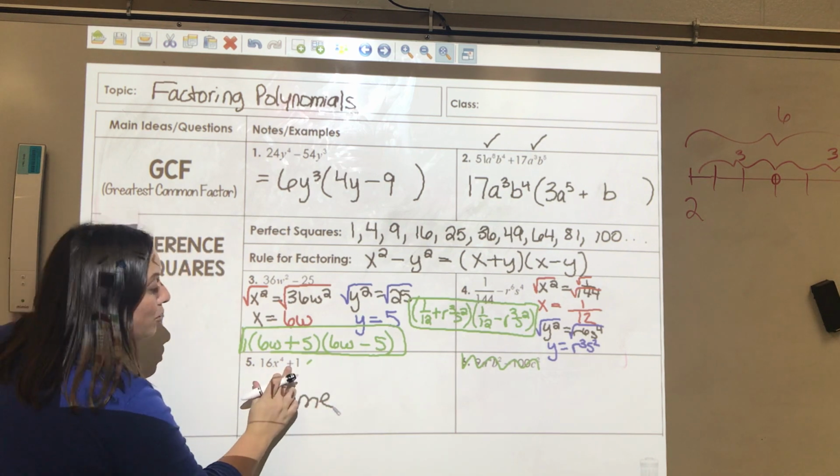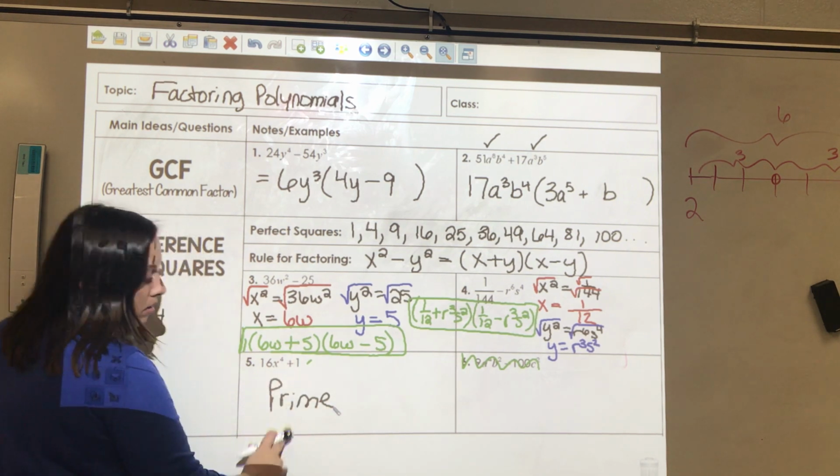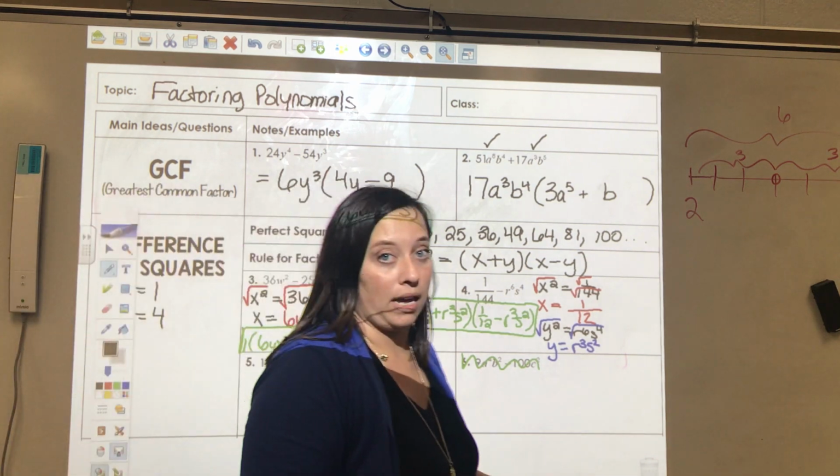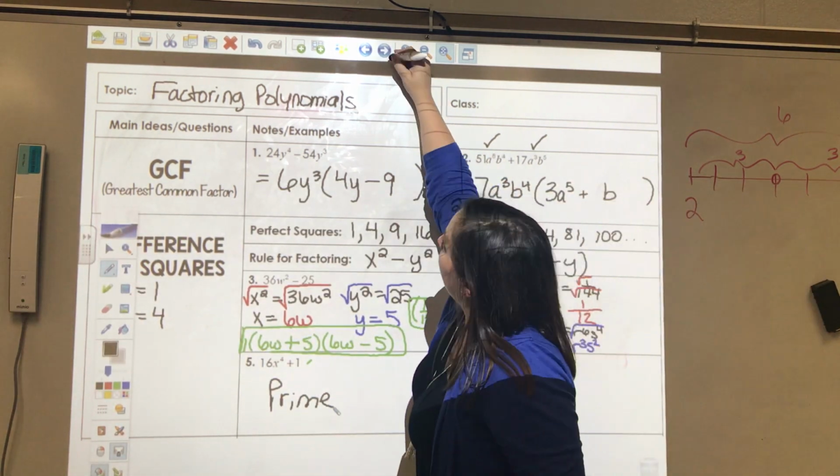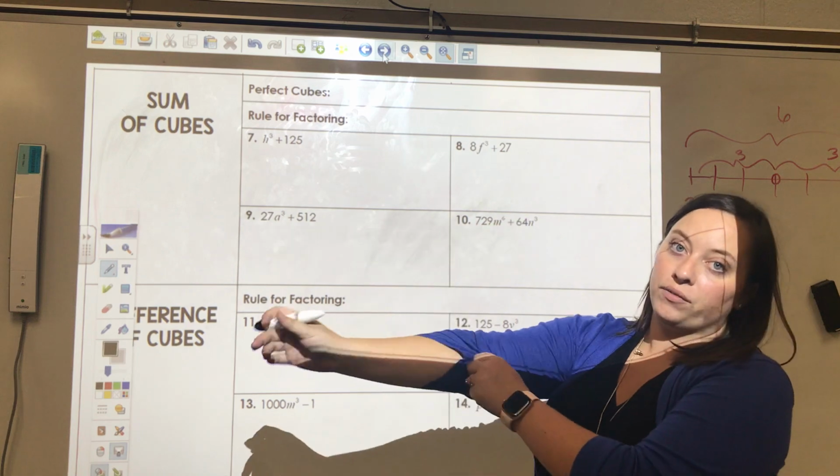Why is it prime again? Because there's a plus in between, not a minus. So remember this for a quiz or a test. We're going to move on now to the sum of cubes and the difference of cubes.